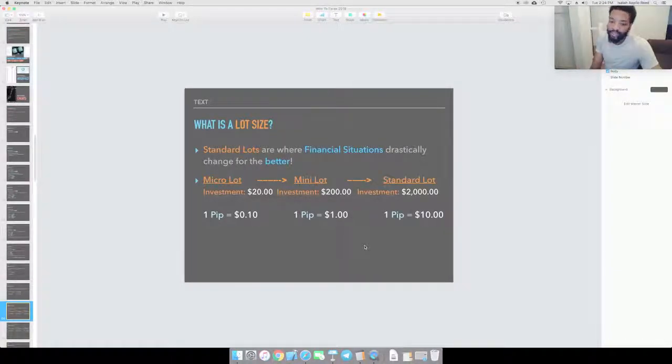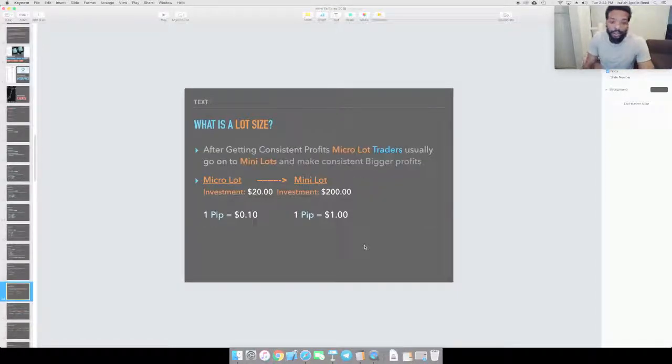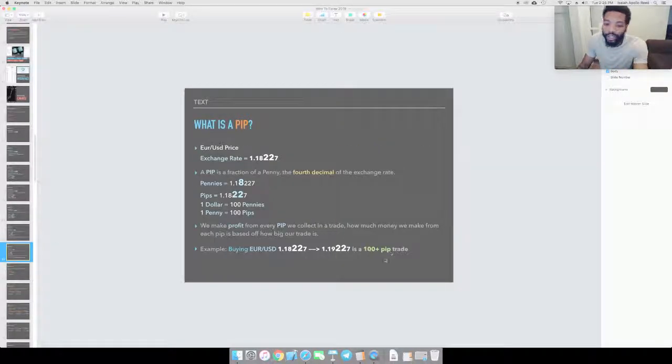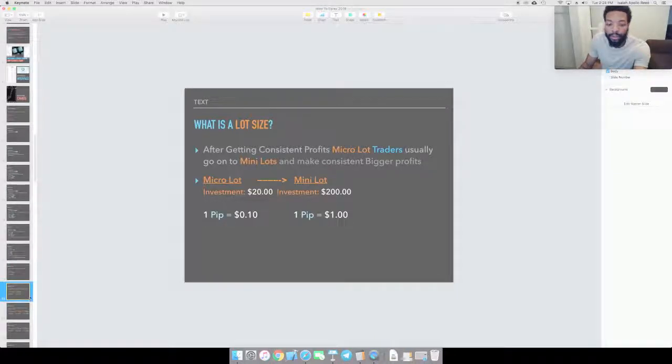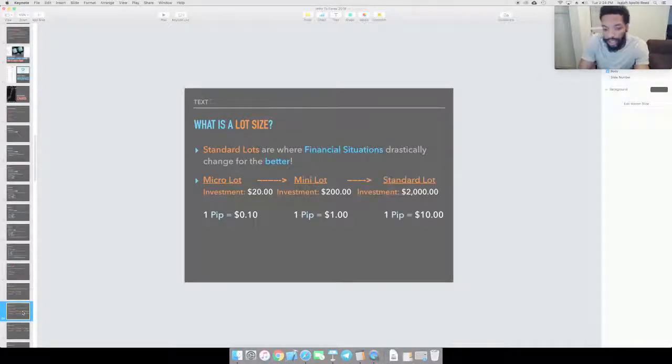Standard lot sizes. Standard lot sizes are $10 per pip. So let's just go back one. The same 100 pip trade, if we were doing $1 per pip, that's a $100 trade right there in a single trade. So it's the same thing with the standard lot size, an average investment in a trade of $2,000. 1 pip is equal to $10. So a 100 pip trade, that's a $1,000 trade right there.